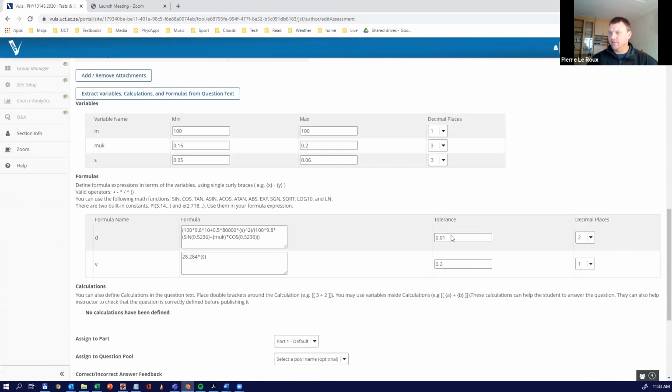So you want to give an allowance so that you can check that they're in the right ballpark, but if you're quite strict on your accuracy, you want to make sure that if they're far off, they're not going to get the question correct.